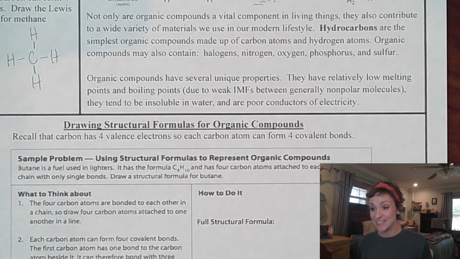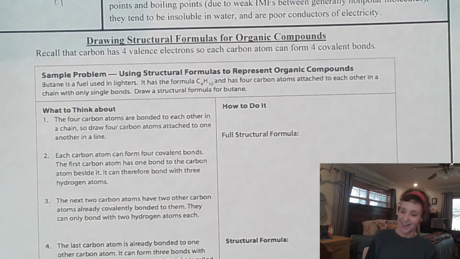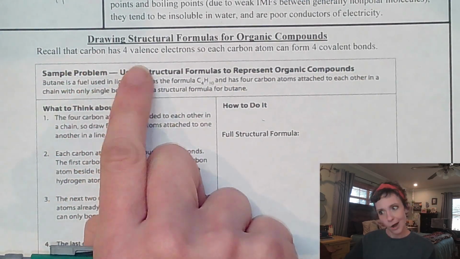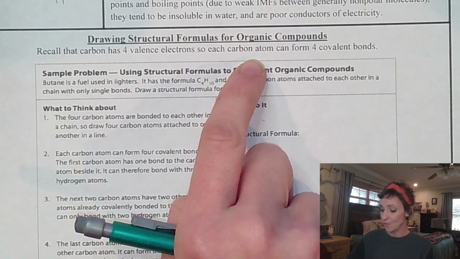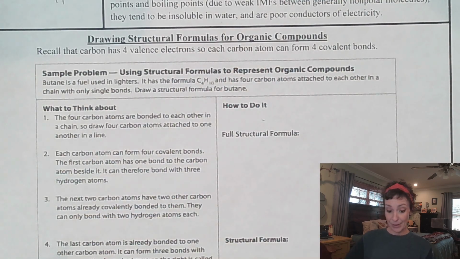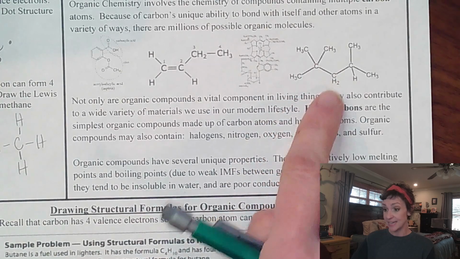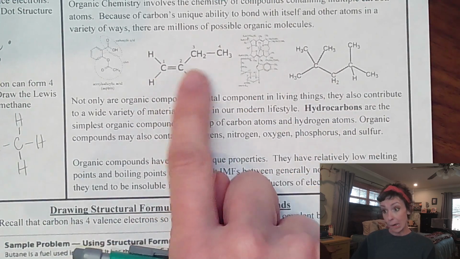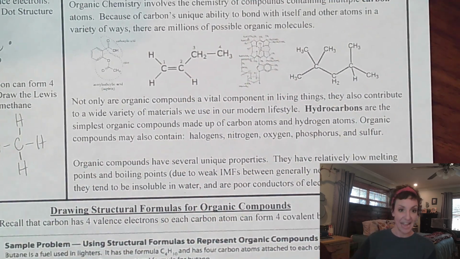Okay, so we are going to practice drawing structural formulas for some of these organic compounds containing carbons. It says, recall that carbon has 4 valence electrons, so each carbon atom can form 4 covalent bonds. Here is a sample problem for us. It says, using structural formulas to represent organic compounds. As we saw up here, there are lots of different ways that I can represent my organic structures. Some of them have a little bit more letters of the alphabet, some of them do not. These are different ways I can represent organic compounds.